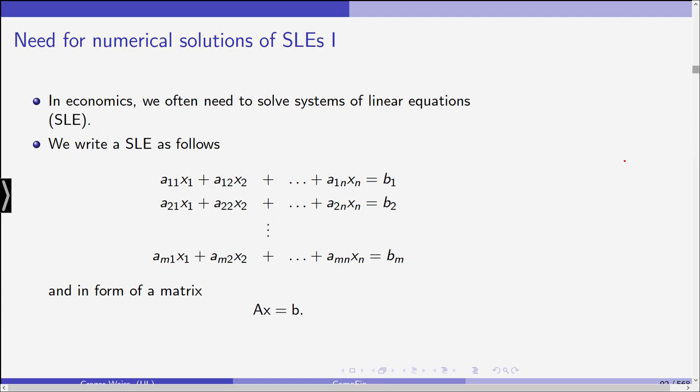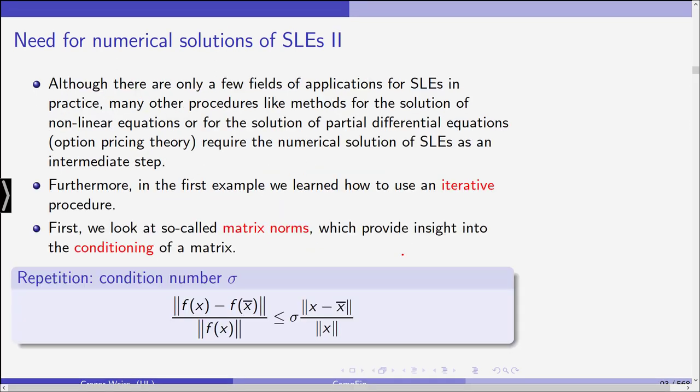You have a matrix A times a vector x, that's your solution, equals a vector b, b1, b2, and so on. And we have n variables, you can see this here, we have n variables, and we have m equations. So this is an n times m system of linear equations. So far, so good.